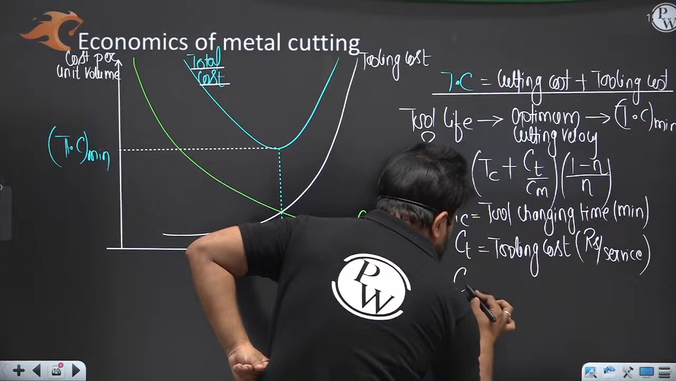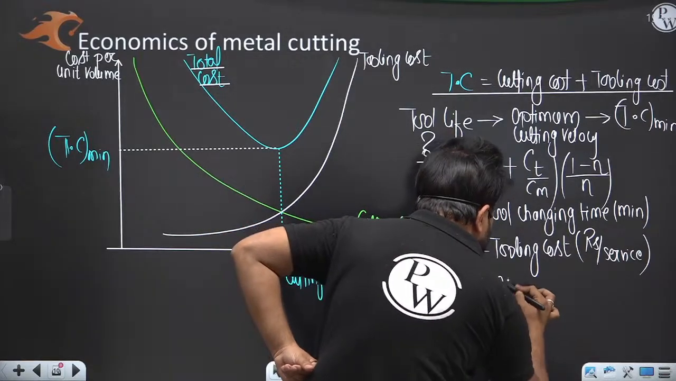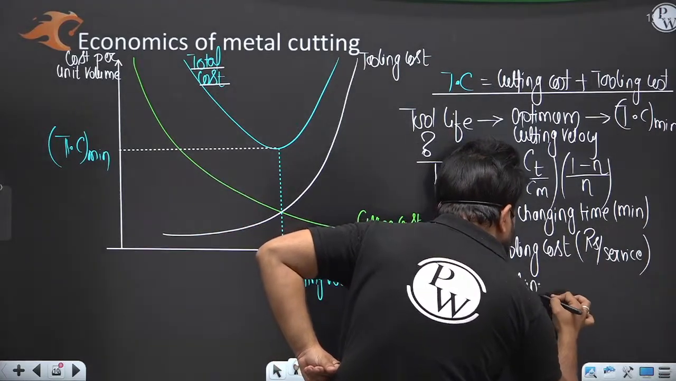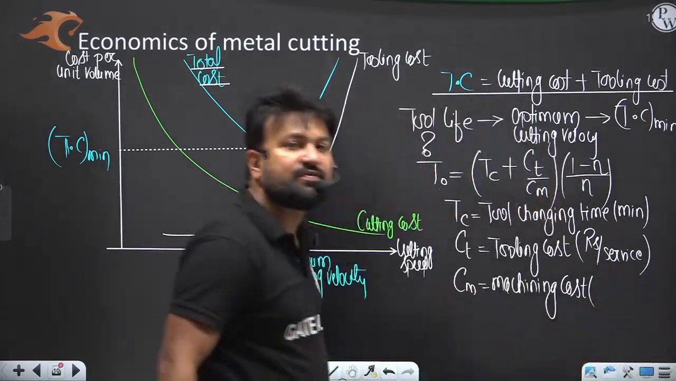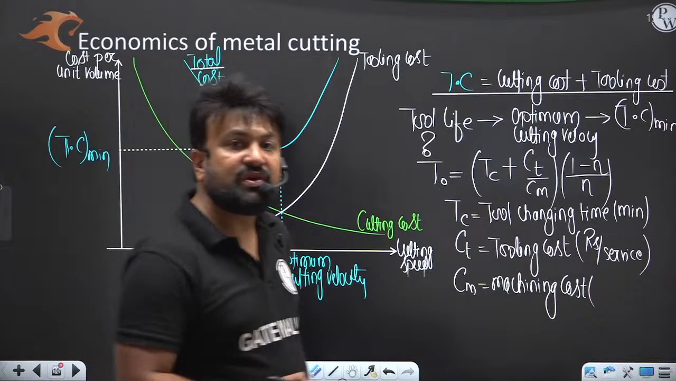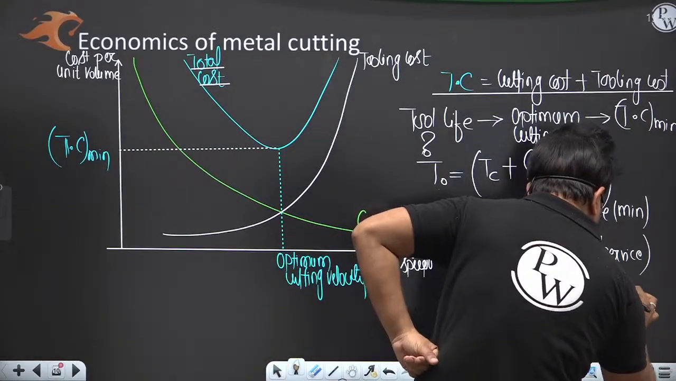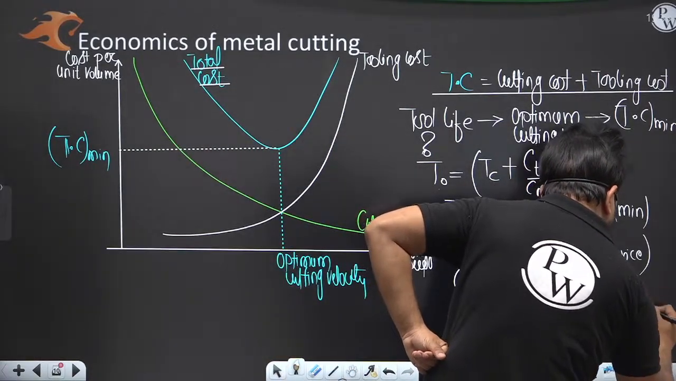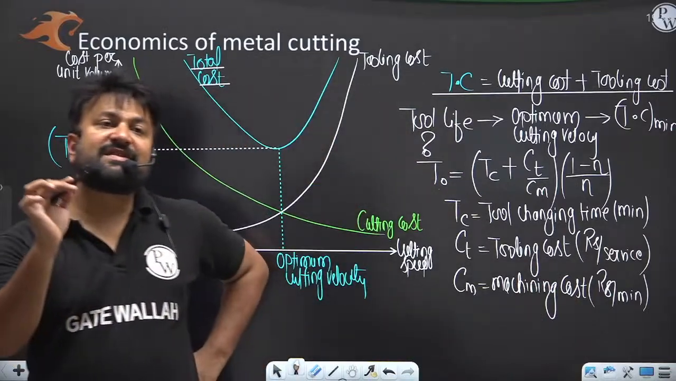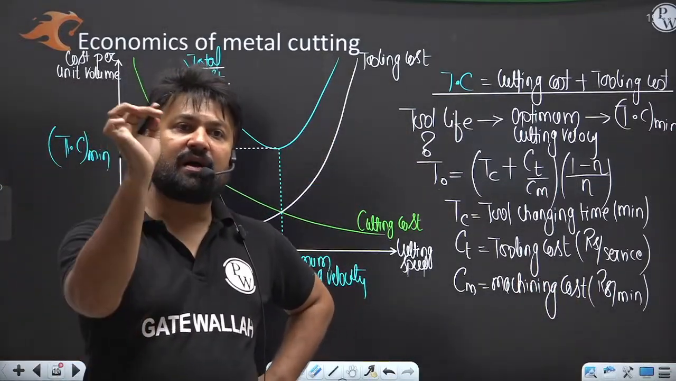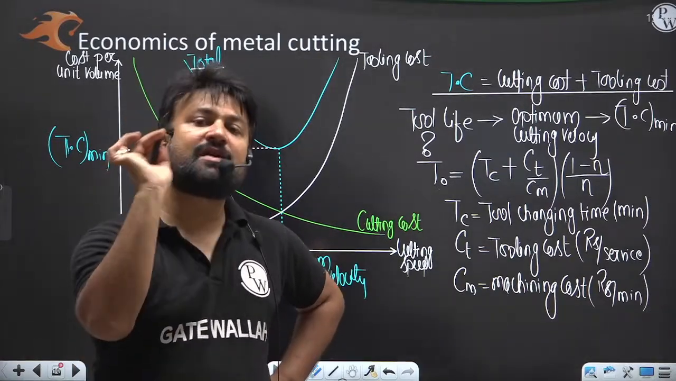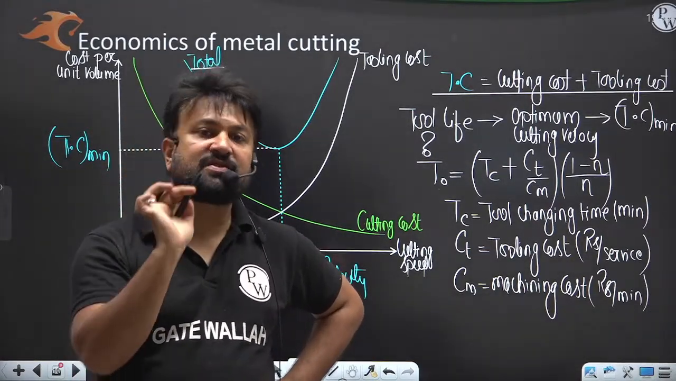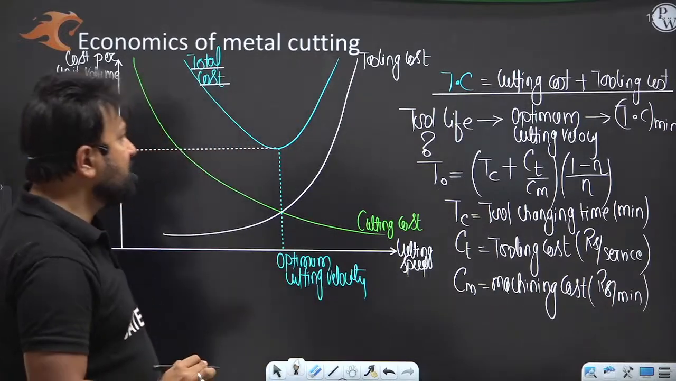Now again, CM is the machining cost, and the unit is very simple, rupees per minute. A cost which has the unit rupees per minute is your machining cost.